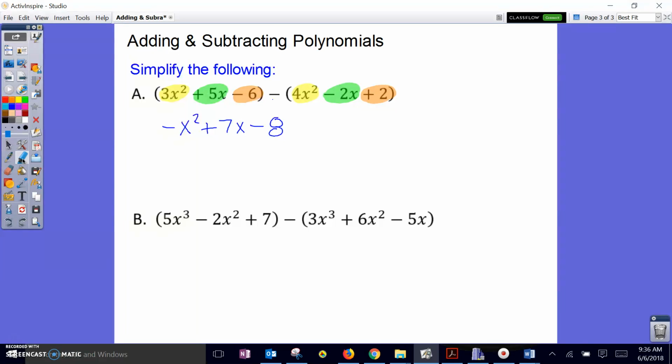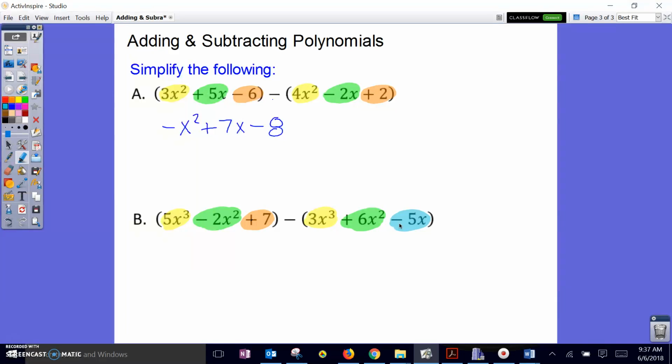And on to the last example. We look again, identify which terms are like. We've got x cubeds in this polynomial, x cubeds in this polynomial. We've got x squareds in the first polynomial and x squareds in the second. We've got numbers in the first, but no numbers in the second. And we've got x's in the second, but no x's in the first.